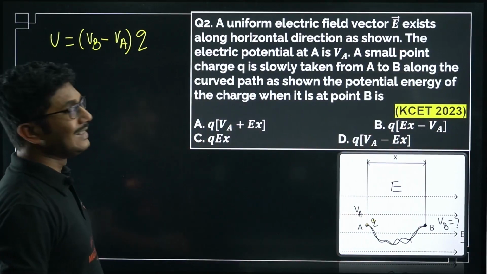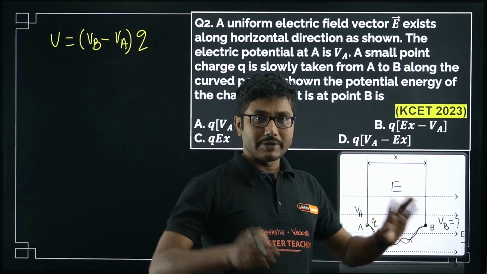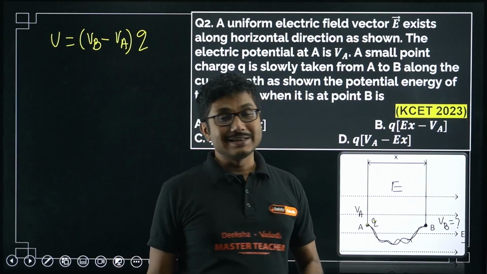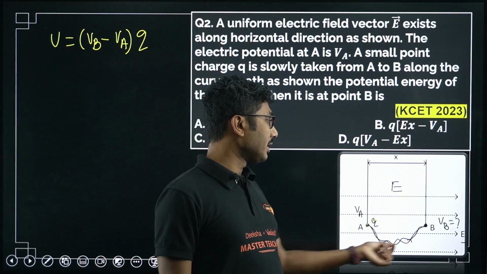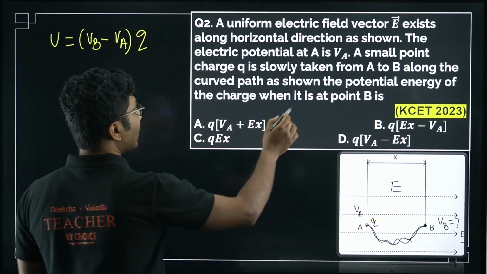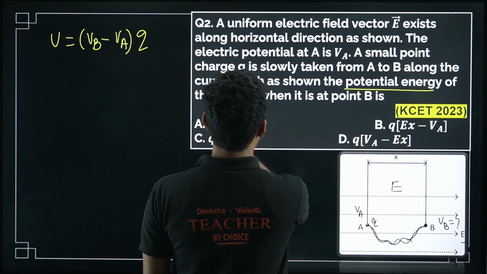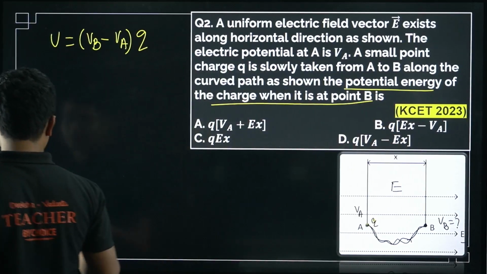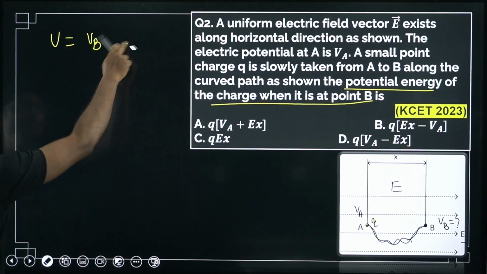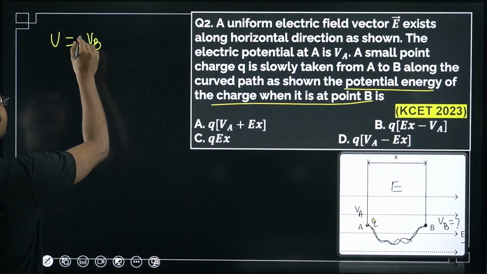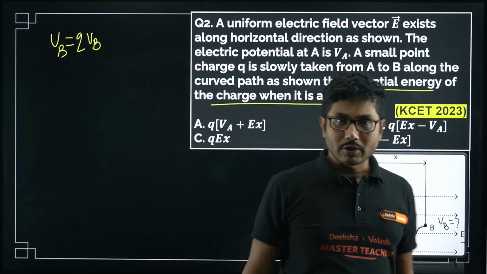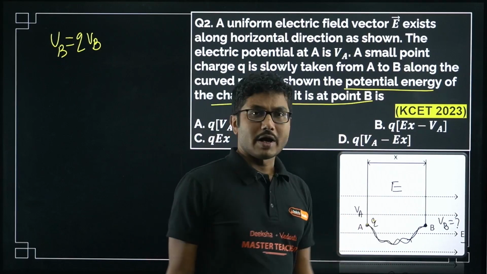Now it does not depend on the path, by the way, if you are confused. Electric work done or energy stored of the charge does not depend on the path taken. Sorry, they have asked what is the potential energy at point B. My mistake, at point B the potential energy is just VB into Q. And the work done does not depend on the path, it only depends on the initial and final points.